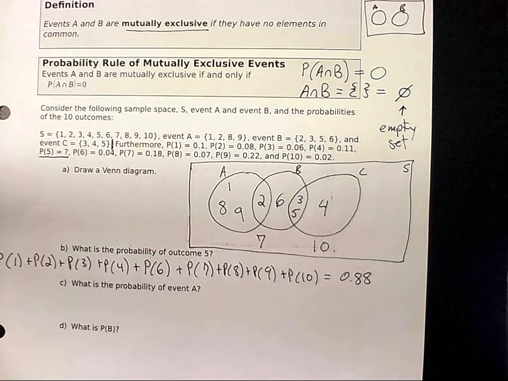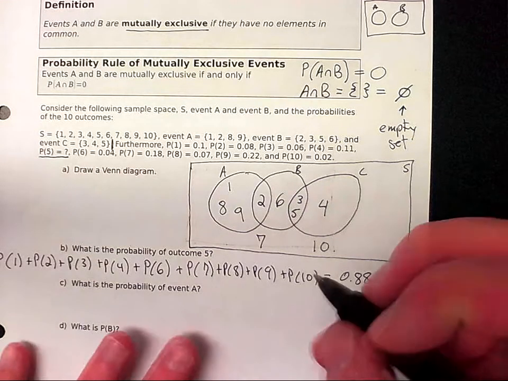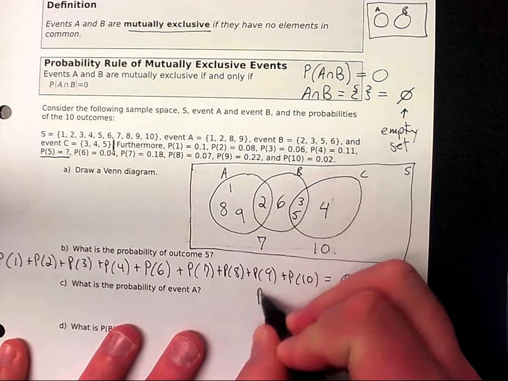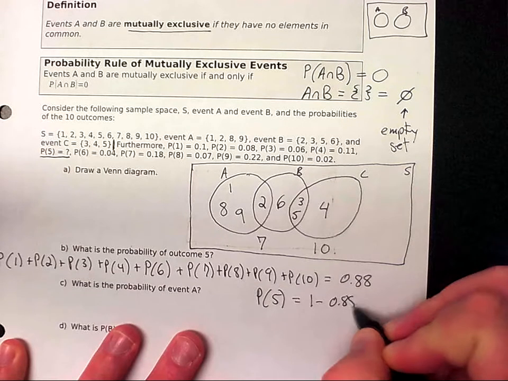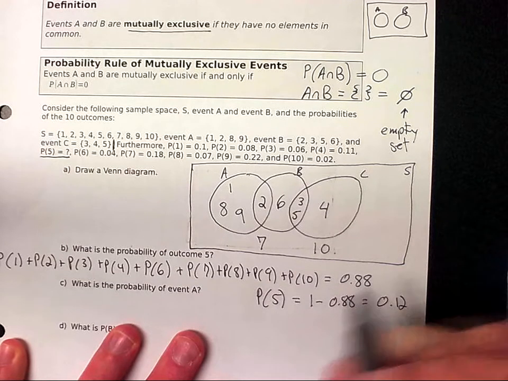So therefore, if the probabilities of all of the outcomes in a sample space have to add up to 100% or 1, then now we know that the probability of 5 is equal to? Awesome. So then the probability of 5 is equal to 1 minus 0.88, which is just equal to 0.12.